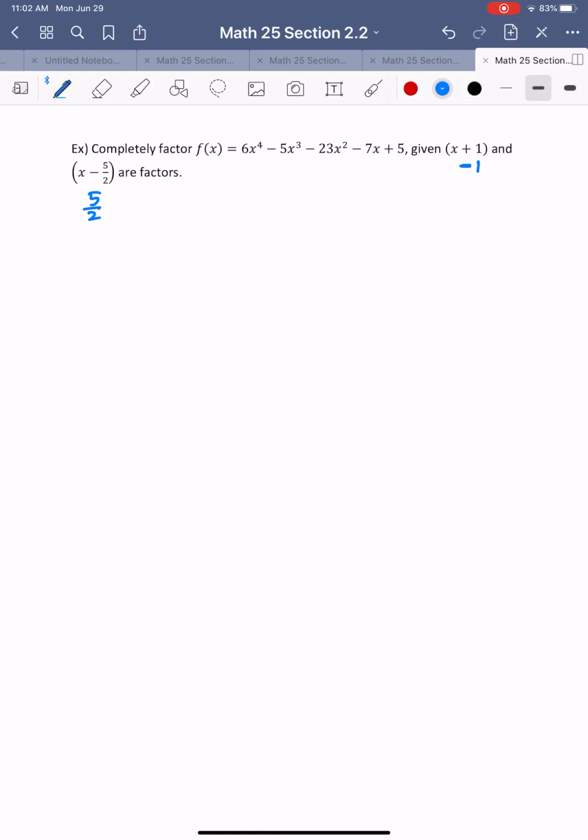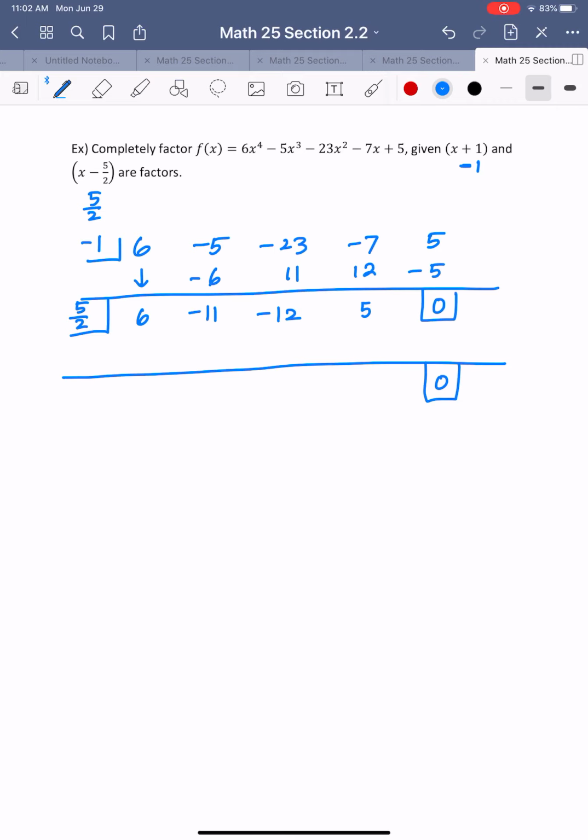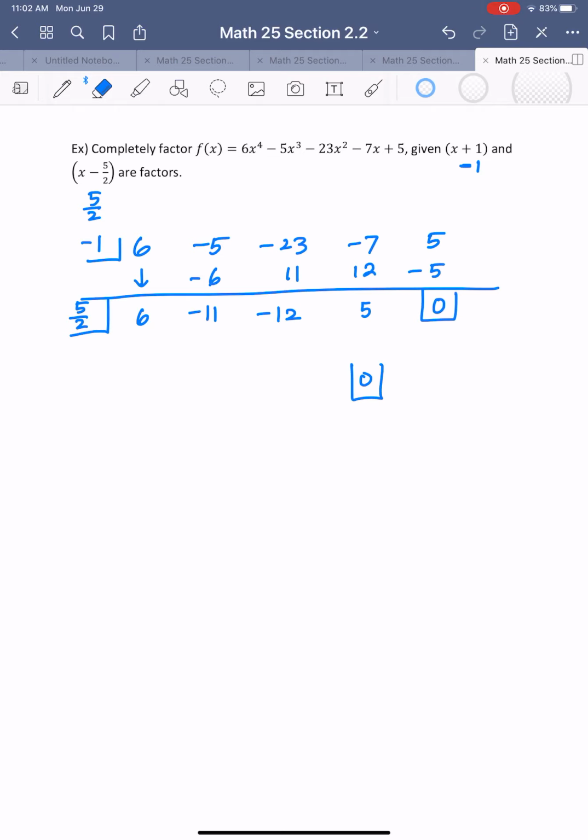So you can use either one, okay? So I pulled out the 6, -5, -23, -7, and 5, okay? And divide. So drop the 6, -6, -11, 11, -12, positive 12, which is a 5, and -5, and 0. So I know it's a 0, okay? And then I'm doing it again with 5 over 2. I know it's going to be a 0, okay? Oh, no, this is already the 0. Sorry about that.